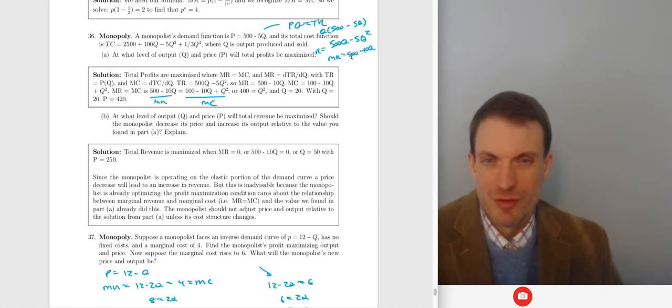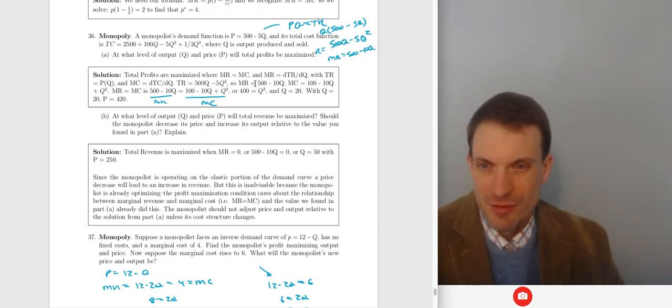Marginal revenue is therefore 500 minus 10Q. That's the justification for why marginal revenue would have the same vertical intercept but twice the slope. That's this right here. Okay, so we'll set that marginal revenue equal to marginal cost. What's marginal cost? Marginal cost is going to be 100 minus 10Q from 2 times 5 plus 1/3 Q squared.